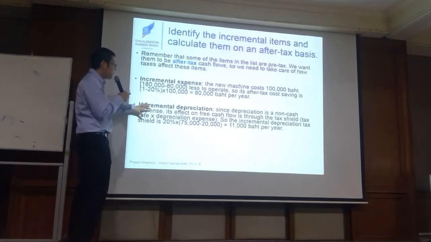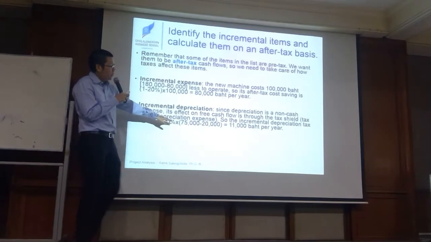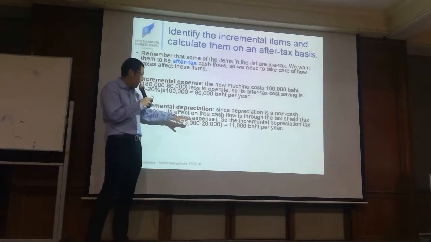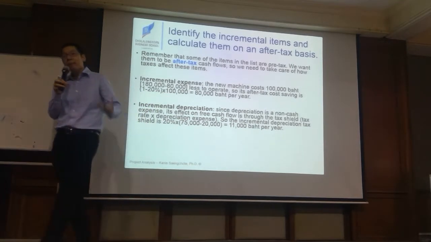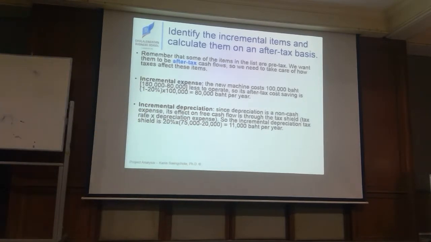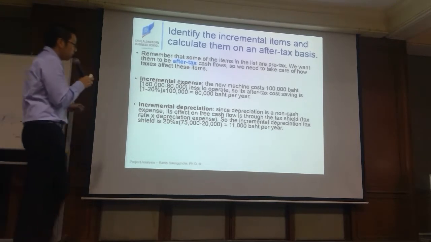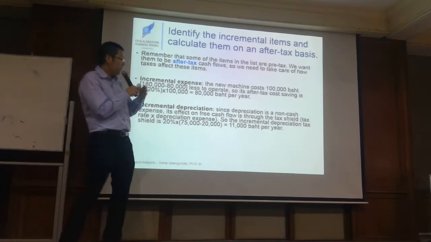Next component, depreciation. I used to have 20,000 baht depreciation, now I have 75,000 baht depreciation. But why does it matter? Well, I pay less taxes. I have 55,000 baht more in tax deductions. So the 55,000 baht of tax deductions is going to lead to 20% savings of tax based on that. So 20% multiplied by 55,000 gets us 11,000 baht.